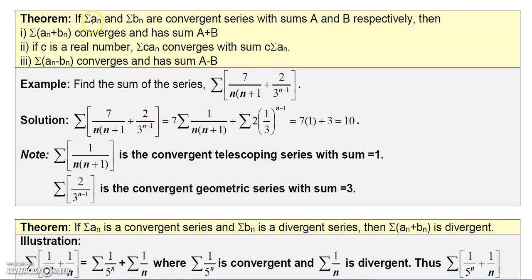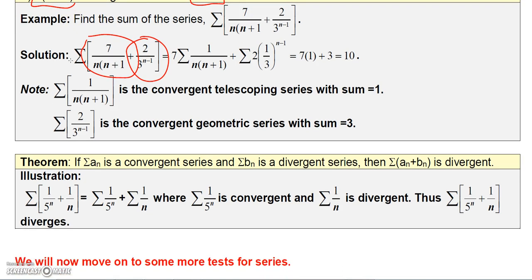Now the next theorem makes sense. It says if the series a sub n and the series b sub n are convergent series with sums a and b respectively, then the series a sub n plus b sub n must also converge and has sum a plus b. And this one says if c is a real number, then the series c times a sub n converges and it has the sum c times the series a sub n. And also there's one for the difference. The series a sub n minus b sub n has the sum a minus b. So if you want to find the sum of this series, you just find the sum of this series and the sum of this series and then add them together, and that'll give you the sum. I'm going to move on now to the next theorem.